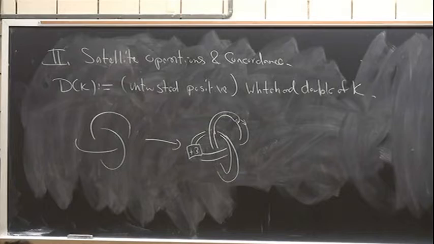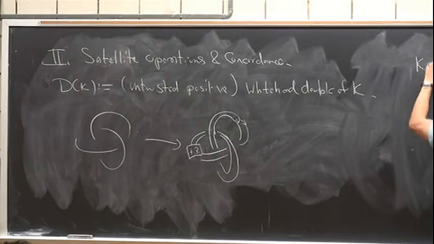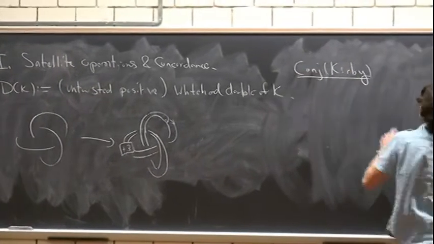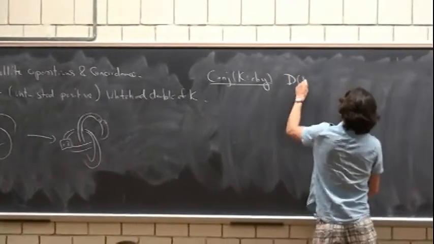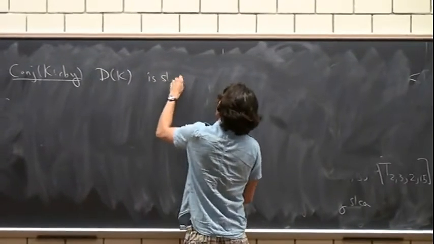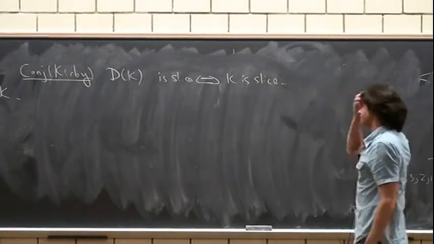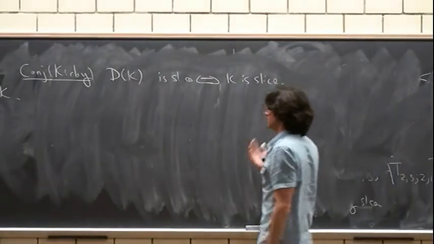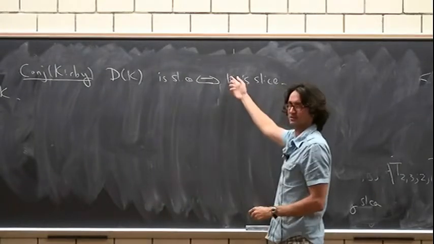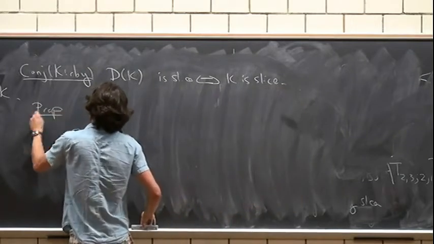So, a very interesting conjecture from the Kirby problem list, I think is in fact due to him, which says that the Whitehead double of a knot is slice if and only if K is slice. So there's various reasons that this conjecture is made. I won't get into too many of them, but I'd like to point out that one direction of this conjecture is clear and known.